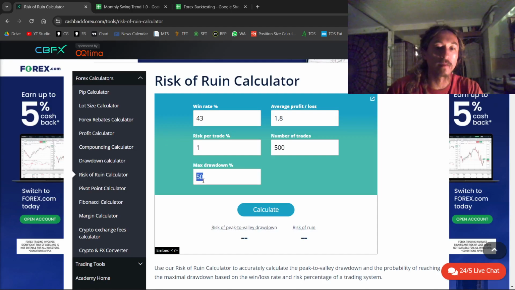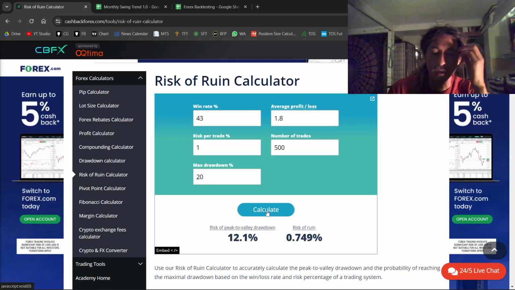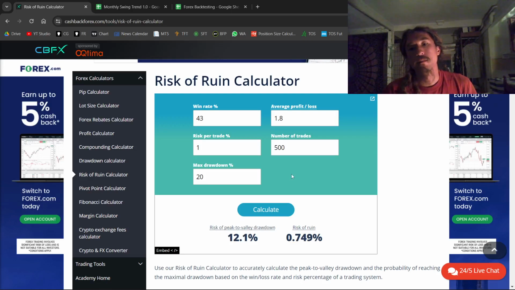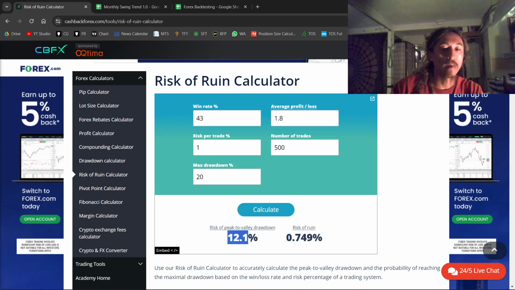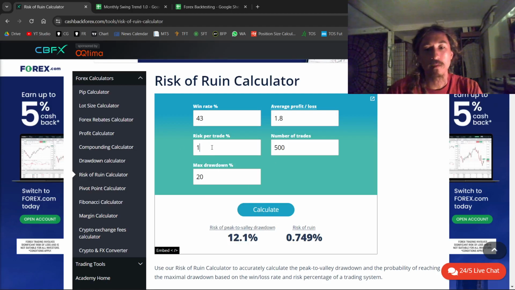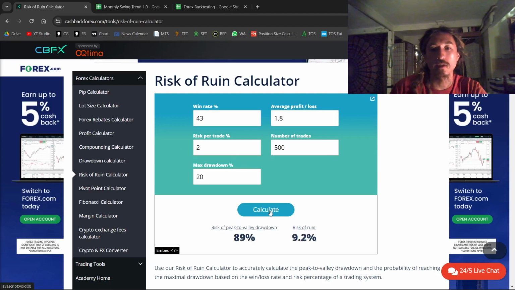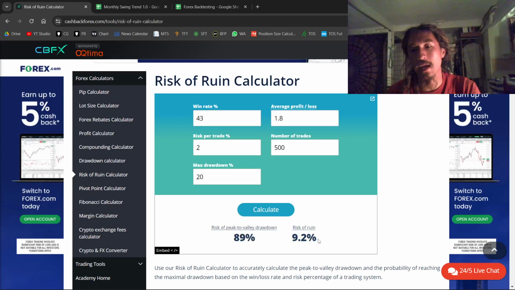Let's say I really don't even want to draw down 20%. I'm going to risk 1% per trade. What am I going to learn? I'm going to learn that my odds of a 20% drawdown from the start, before being in profit, are less than 1%. The odds that I have a 20% drawdown along the way is 12%. But that's even risking 1% and being very conservative. Let's see what it is with risking 2%. With 2%, there's a 90% chance that somewhere along the year I'm going to have a 20% drawdown, which I'm okay with. But there's only a 9% risk that I lose 20% from the start.